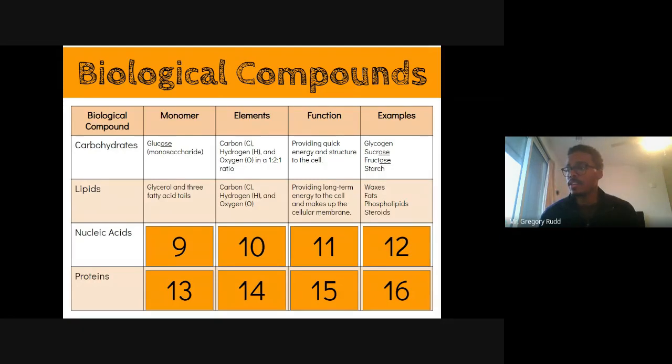So let's see how well we can do with nucleic acids. Under box number 9, what's the monomer of a nucleic acid? Nucleotides. Beautiful. Thank you, Abigail. And nucleotides have 3 parts. They have a 5-carbon sugar, which we could call pentose. They have a phosphate group and also a nitrogen base.